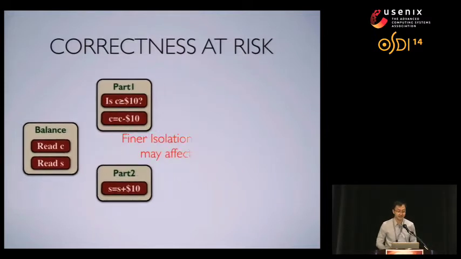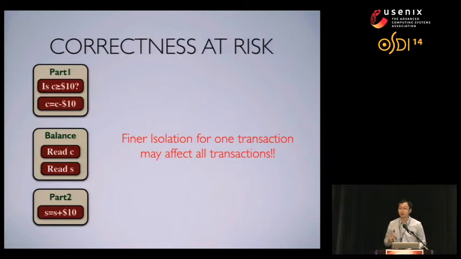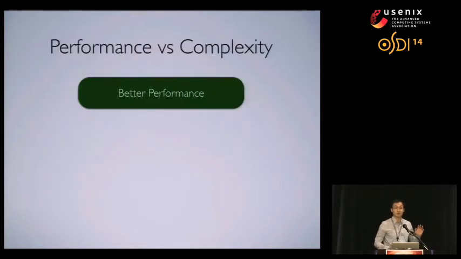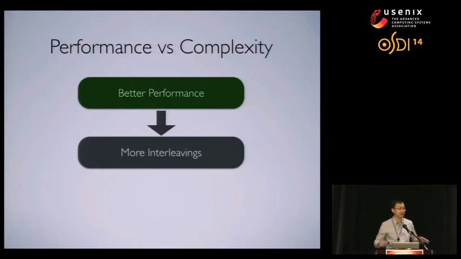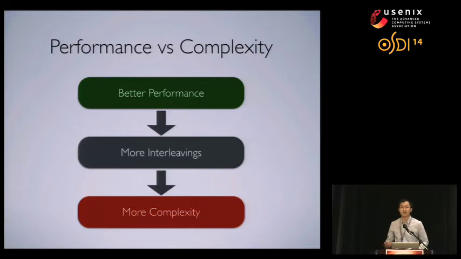This example indicates that providing a finer granularity of isolation for even a single transaction may affect the semantics of all transactions, even others that are not modified. So this problem, in fact, is one instance of a general tension between performance and complexity. When we increase the concurrency to get better performance, we also increase the number of interleavings between transactions that the developer needs to reason about, which in turn increases complexity.